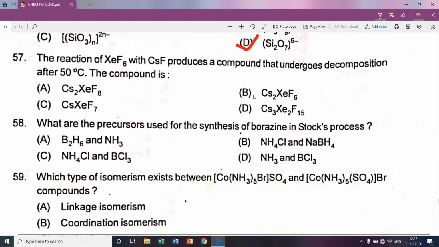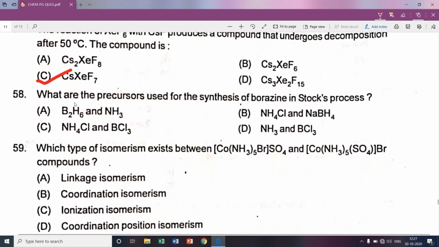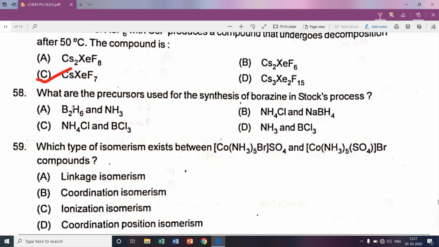Question number 57. The reaction of xenon hexafluoride with cesium fluoride produces a compound that undergoes decomposition after 50 degrees centigrade. The compound is? Option C is your right answer. 58. What are the precursors used for the synthesis of borazine in Stokes process? Option A, that is the diborane and ammonia, is your right answer.